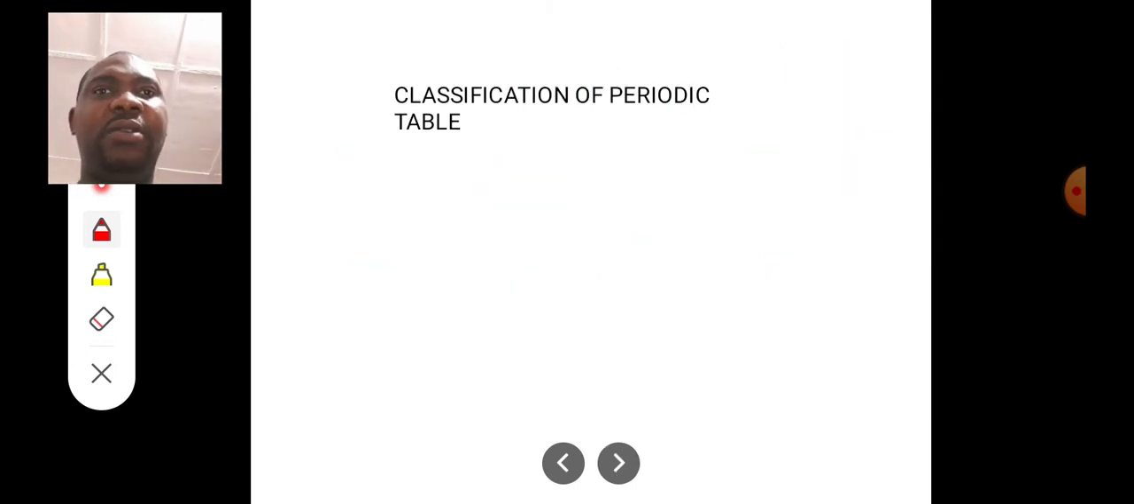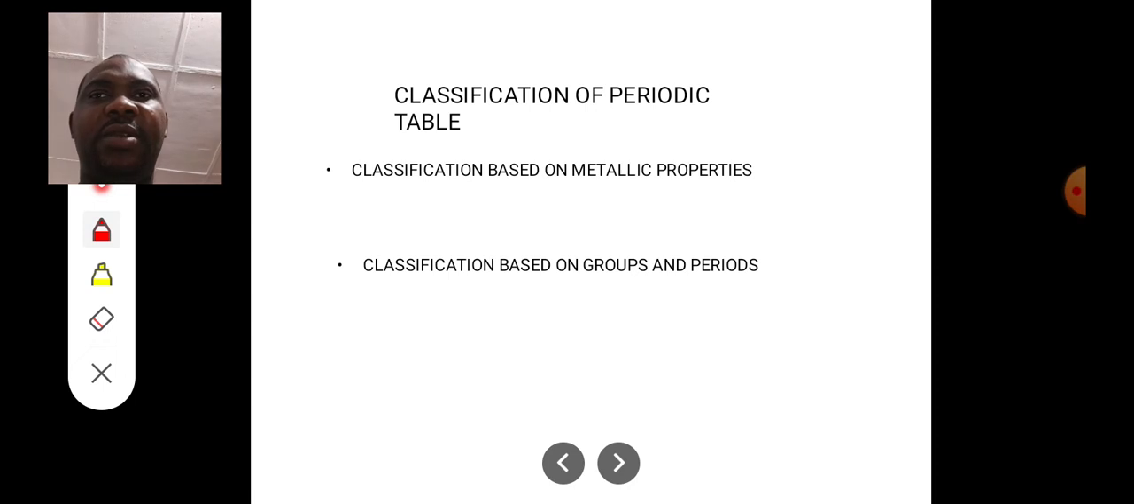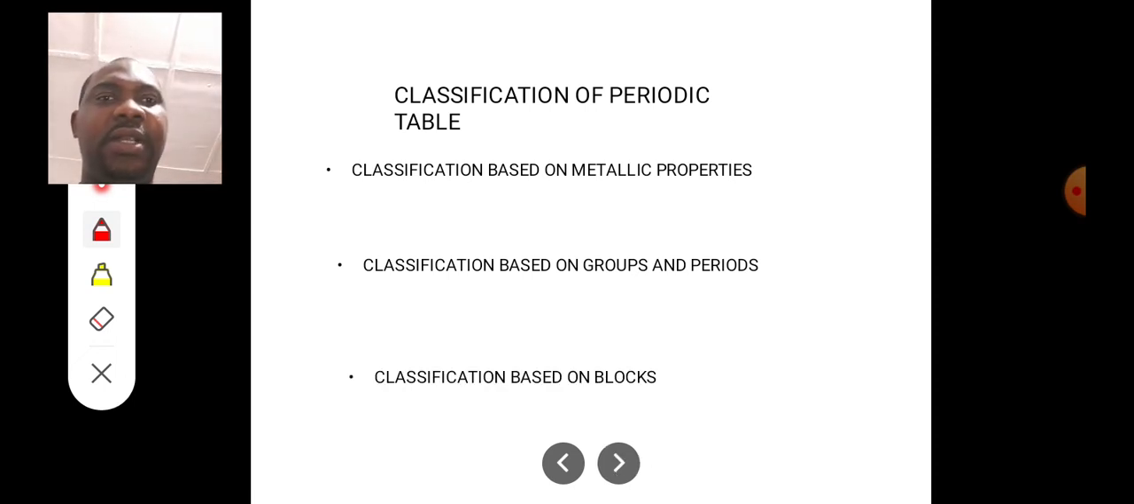So here we are going to look at the classification of the periodic table. Okay, now the first is classification based on metallic properties. The periodic table can be classified based on their metallic properties. The second is classification based on groups and periods. You can classify the periodic table based on groups and also based on period. Then the third is classification based on blocks. Okay, so we are going to discuss these three classifications in this video.